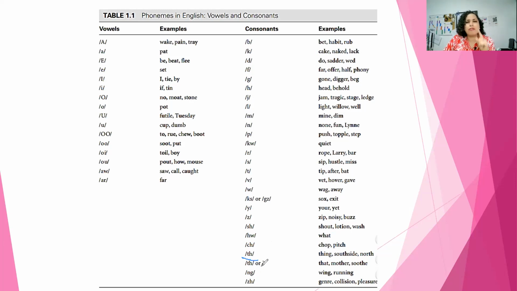TH. How do you make the sound for TH? You use the two sets of teeth, your top teeth and your lower teeth, and you put your tongue in between them. Can you see it? Yes, you have to stick out your tongue and make that sound. I know it's crazy, but if you don't try it, you're not going to get it. Then examples: thing, south, side, north. Are you seeing my mouth? Are you taking a look at how I'm using the tongue? Thing, south, side, north.